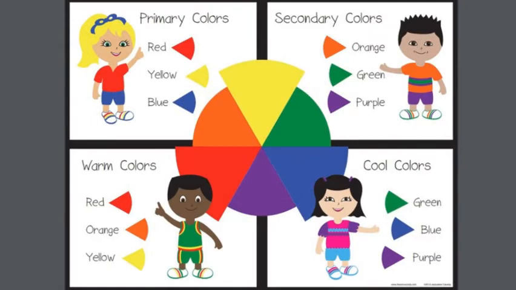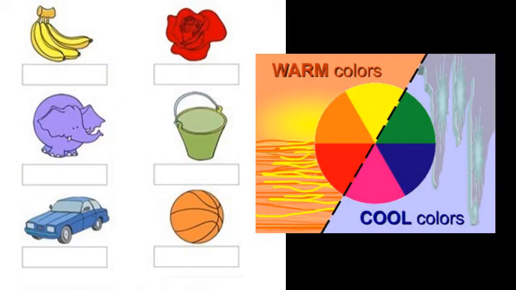Now that we have learned about primary and secondary colors, and we've talked about warm colors and cool colors, let's play a game and see if you can figure out which is which before I give you the answer. Okay, so on the screen you can see we have a color worksheet, and then I have a reminder for you of warm and cool colors. Take a look at each one of these. What do you think? Are they warm or are they cool?